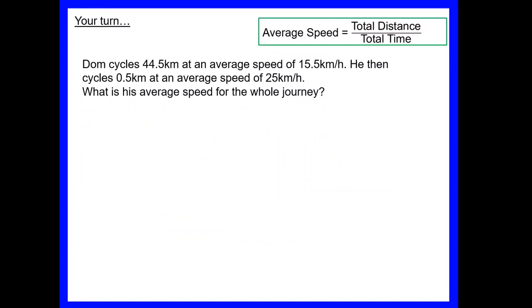Okay, so your turn then. Dom cycles 44.5 kilometres at an average speed of 15.5 kilometres per hour. He then cycles 0.5 kilometres at an average speed of 25 kilometres per hour. What is his average speed for the whole journey? I've given you the formula at the top here. Remember, average speed is total distance divided by total time. Pause the video and have a go at that now.